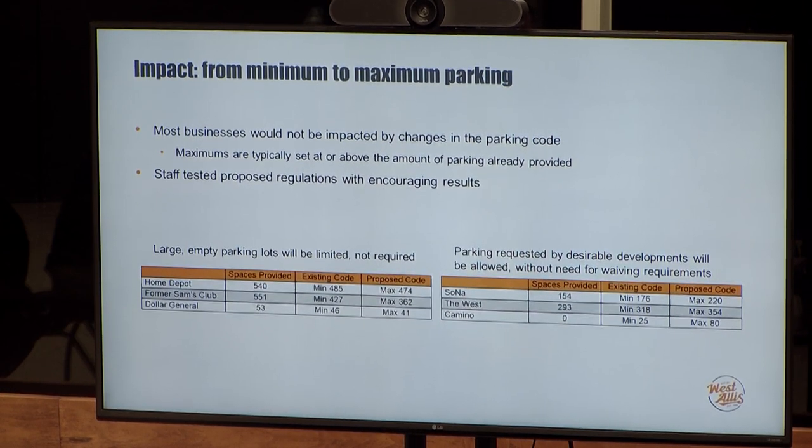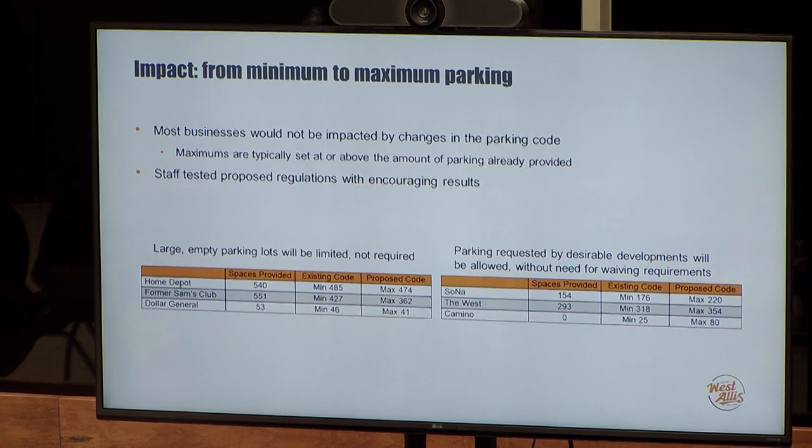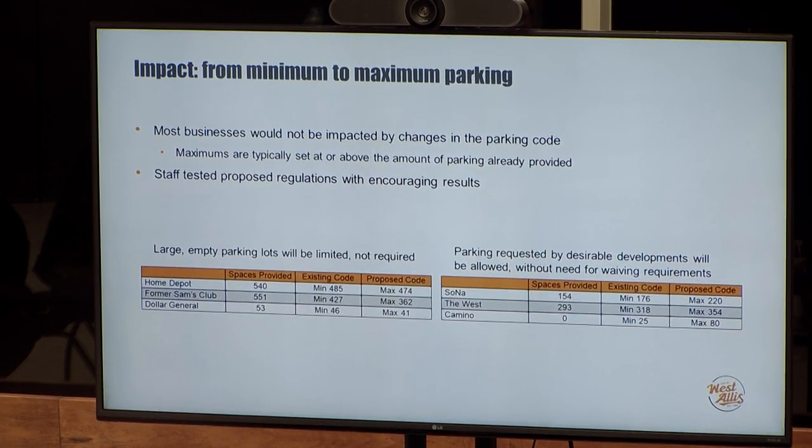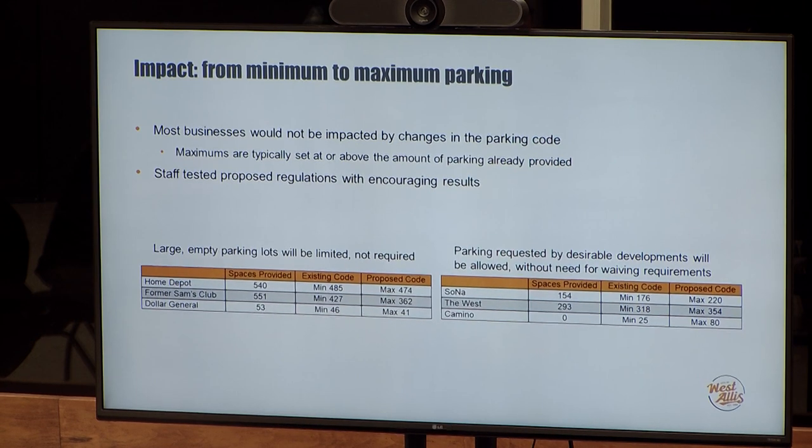What we do see, though, is that these large empty parking lots, the examples we have here are of Home Depot, the former Sam's Club, and Dollar General. These are buildings with big parking lots, and they often provided more parking than even our minimum suggested. So Home Depot built 540 spaces. Our code said you have to build at least 485, so they went about 60 over what we had said. Our new code would say you can't have more than 474, so they would have been limited. That would have saved us 70 parking spaces.